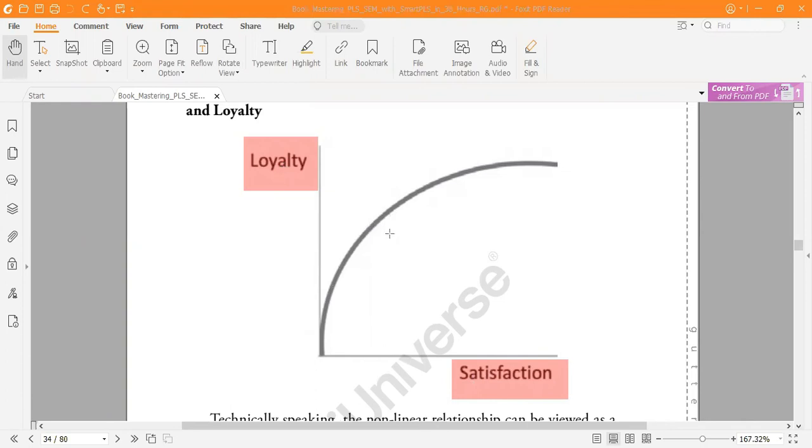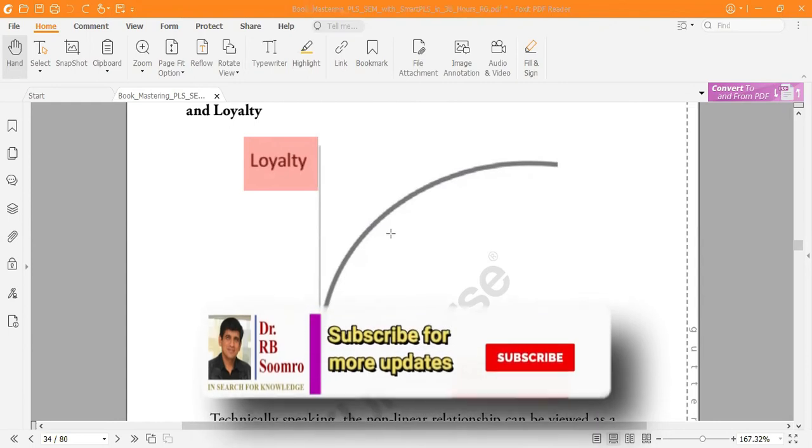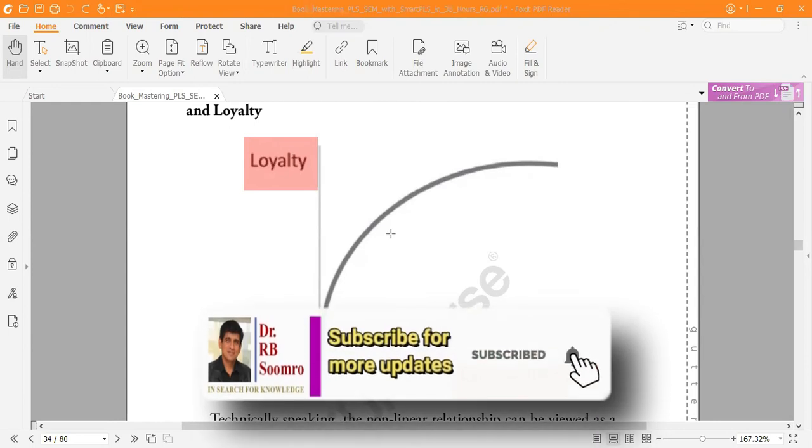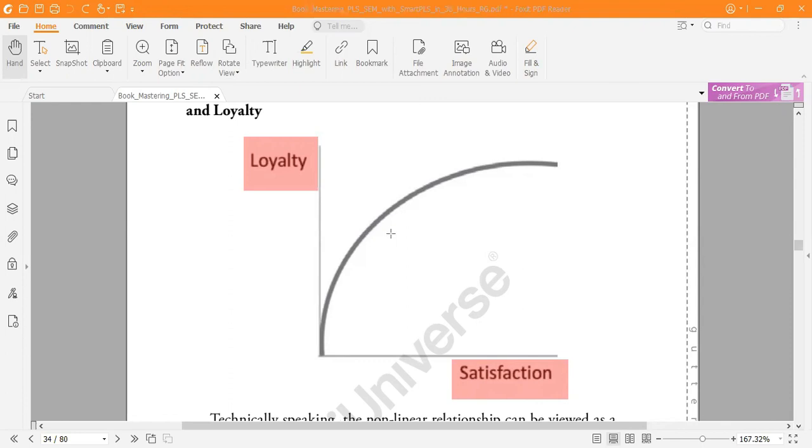So how do we analyze this type of relationship in SmartPLS? My practical video is available, which is video lecture number 27. Practically, I have analyzed the data over there. I have also shown how to analyze it, what types of tools are available with SmartPLS, and how to check its significance through the bootstrapping technique. Everything required to analyze this type of data has been discussed in video lecture number 27, which is practical. If you find time, please go over there.